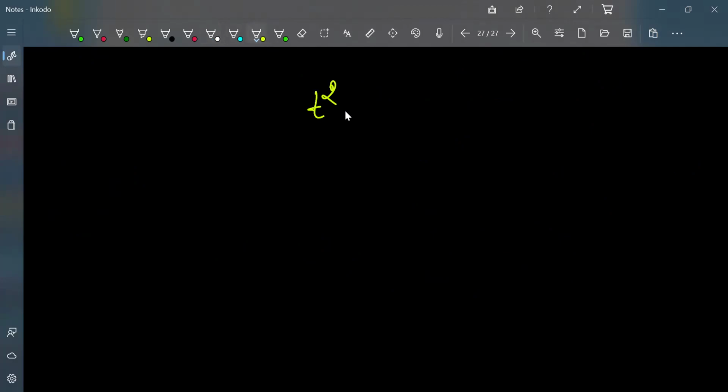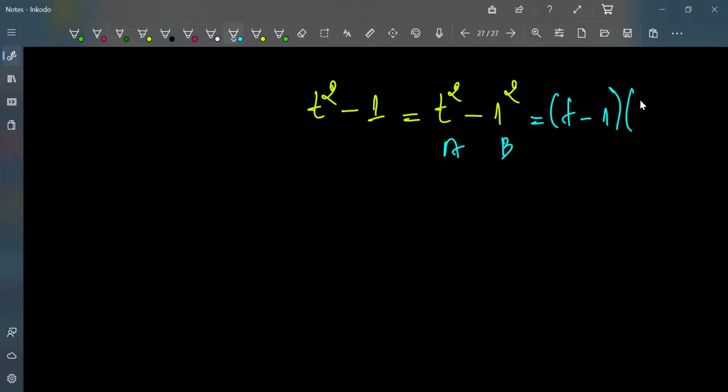So next example. How about t square minus 1? You know that 1 we can write as 1 square. So in the same way, we can write it as t square minus 1 square. This is A and this is B. So we can write it as t minus 1 multiplied by t plus 1.